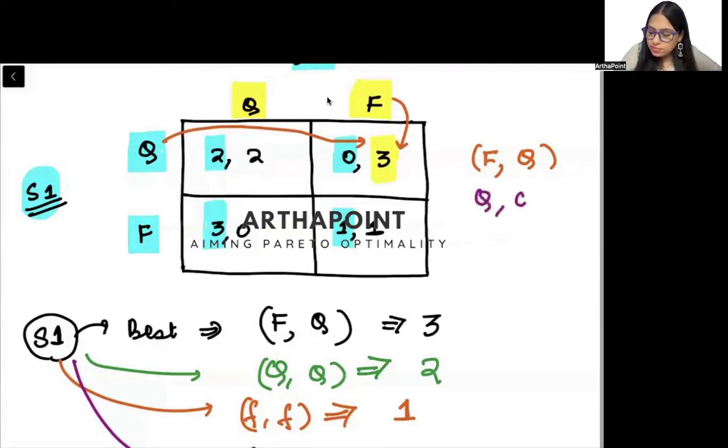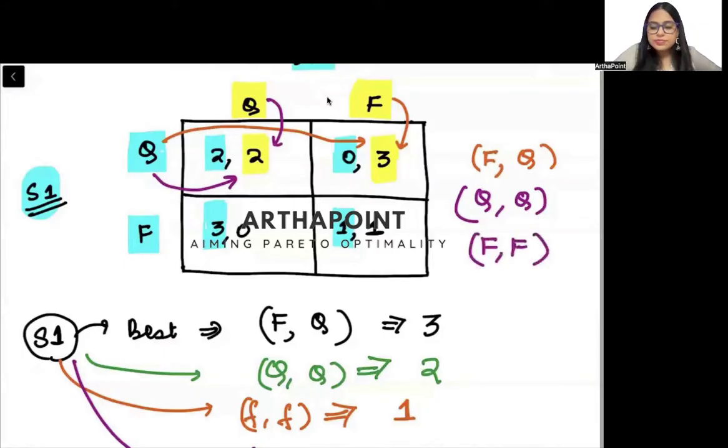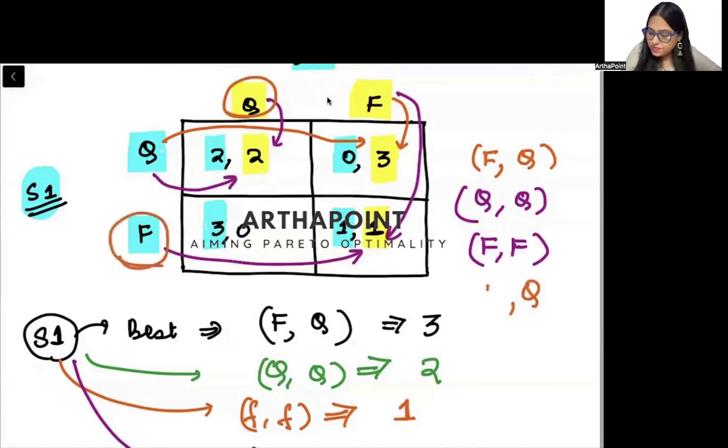Second best thing, both of them keep quiet, no proof. The number after the comma is his payoff. Third thing, both give proof, both think. The number after the comma is the second person's payoff. And the fourth thing, the second person kept quiet, but the first person thinks. He betrayed him. So first person thinks, second person quiet, and the payoff will be 0.